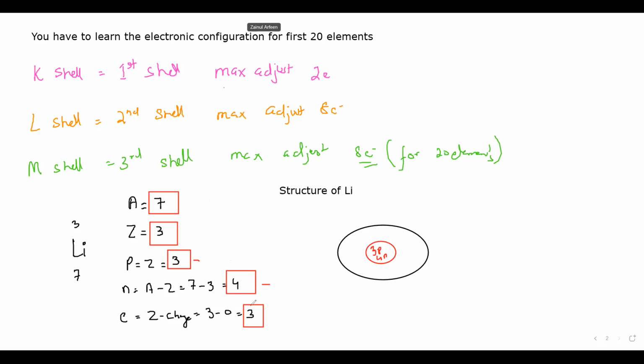There are 3 electrons, so we have to arrange 3 electrons. So in the first shell, how many electrons? Because we have to arrange 3, in the first shell maximum it can adjust 2. So in the first shell, it is having 2 electrons. Then what happened to the third electron? So that third electron will be present in the second shell. So this is the structure of lithium. Is it clear?